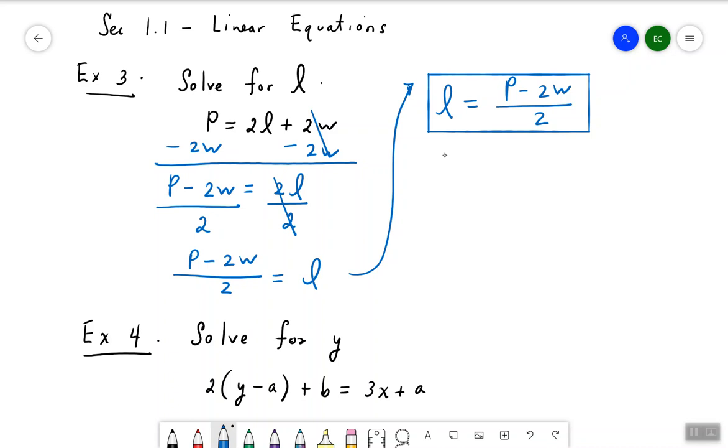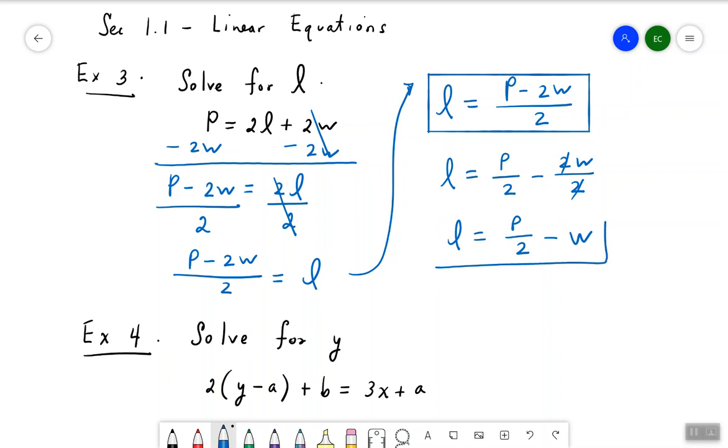Or you could go another step and you could distribute the 2 in the denominator to each term in the numerator. And then you would have P divided by 2 minus 2W divided by 2. And if you do that, then the nice thing about that is you can cancel the 2 in the numerator and the denominator, and you're just left with P over 2 minus W. So here we have solved the equation for L in terms of P and W.